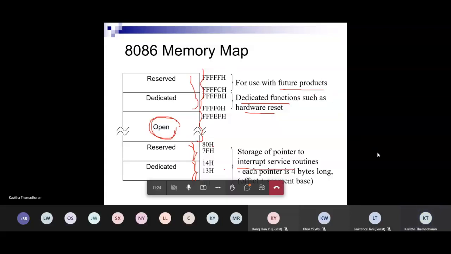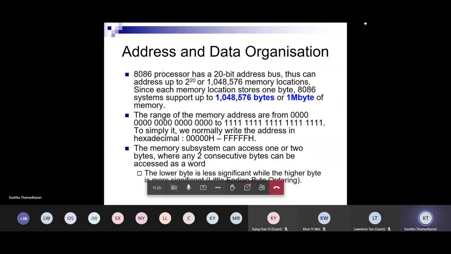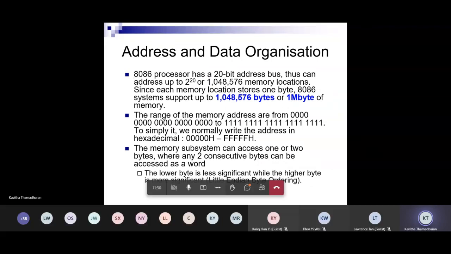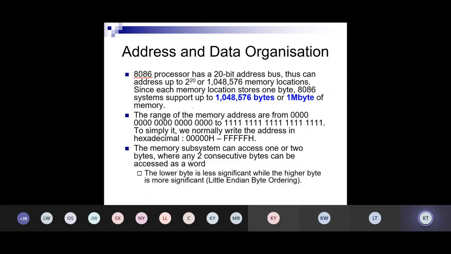Right, next. Then we have the address and data organization. Remember, I told you from the beginning that the 8086 processor has a 20-bit address bus. So you can store up to 1,048,576 memory locations. There are about 1 million memory locations basically. They support about 1 megabyte of memory. The range of the memory address is from 00000000000000000000 to 11111111111111111111.